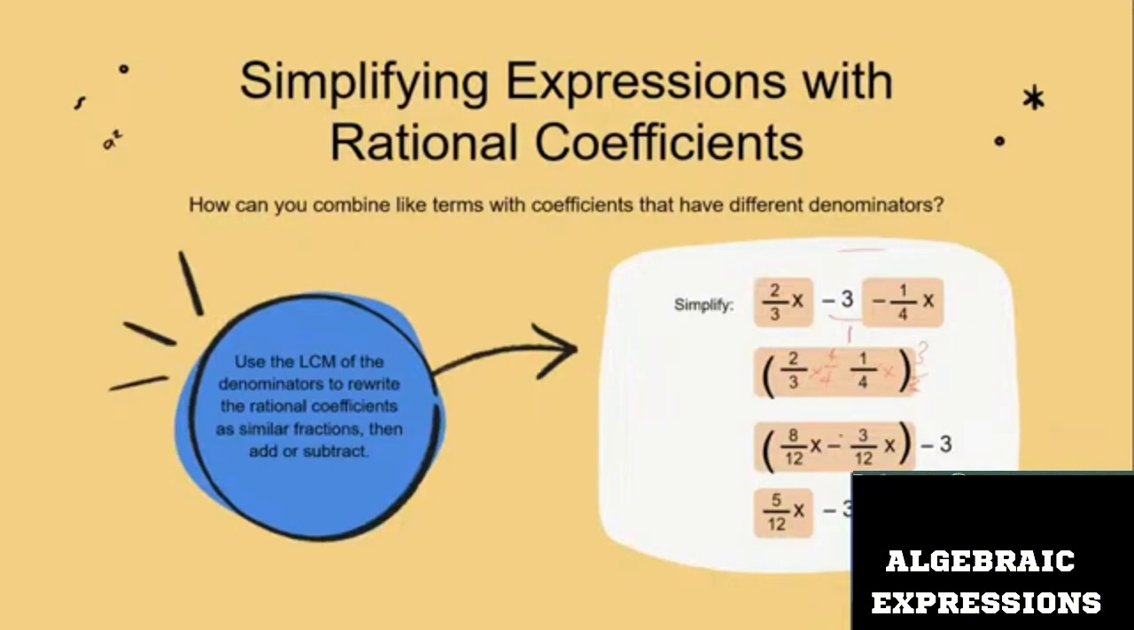So 3 times 1, we get another 3 here. And then we maintain our 3 over 1, because it's not going to be affected by these fractions. So we now subtract 8 over 12x minus 3 over 12x. Since the denominator is the same, we just subtract the numerators, right? So 8 minus 3 gives us 5, so it will be 5 over 12x, and then we subtract the 3. All right, so take note of this one.